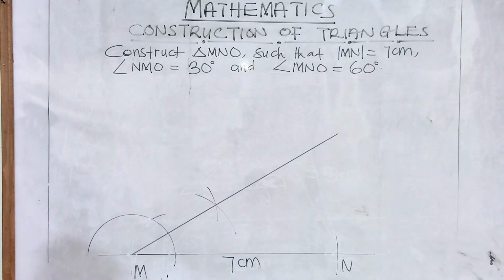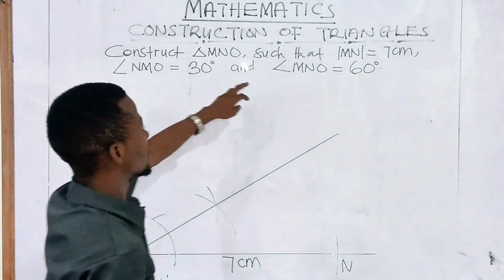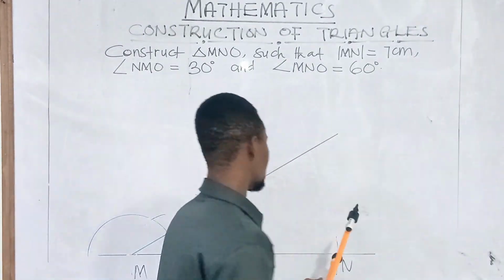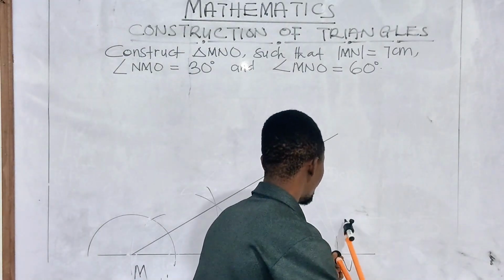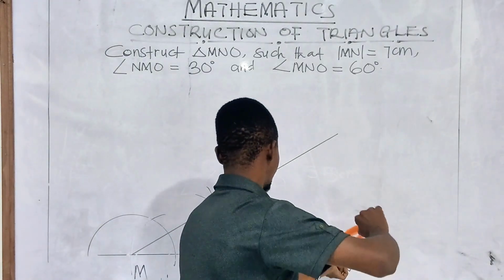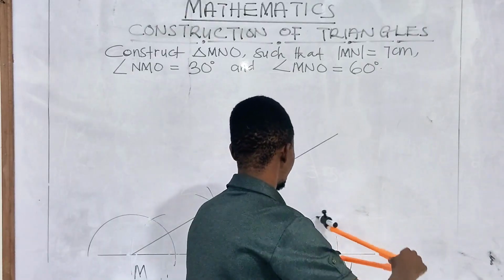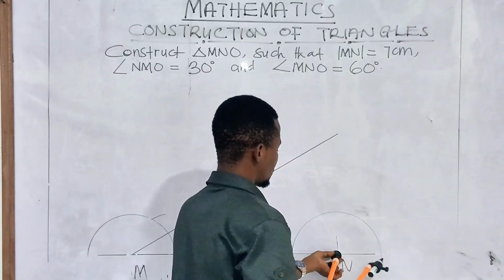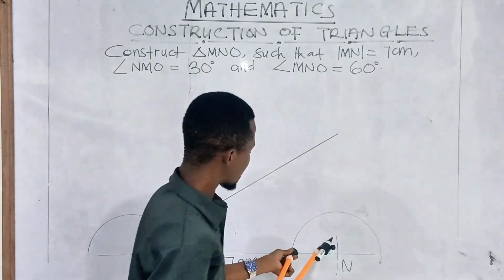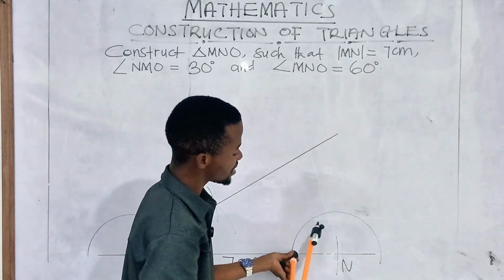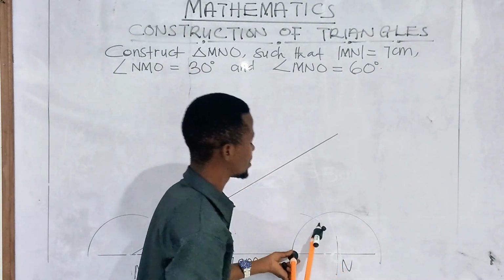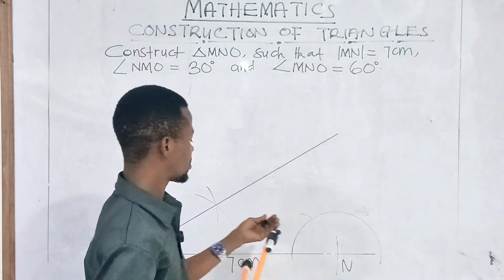Now I'll construct 60 degrees at N, since angle MNO is equal to 60 degrees. I'll stand here, open to a convenient radius, then I make an arc like this. I'll make a semicircle. Then now I'll come and stand here with the same measurement, then I strike an arc, and that is 60 degrees.